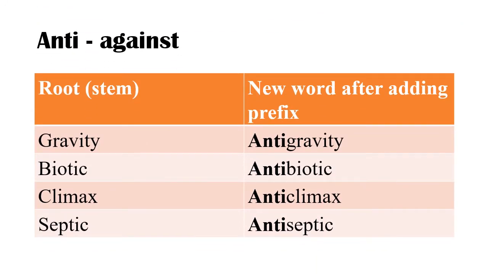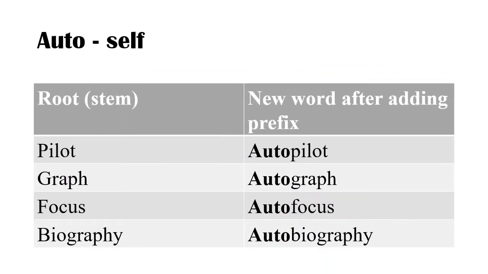Anti means against. The words formed after adding prefix anti are antigravity, antibiotic, anticlimax, antiseptic. Auto means self. The words formed after adding prefix auto are autopilot, autograph, autofocus, autobiography.